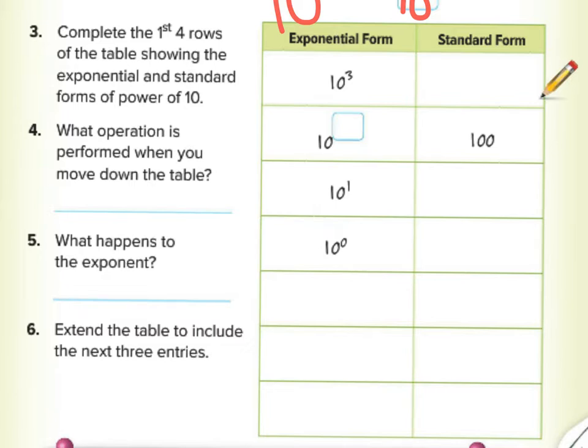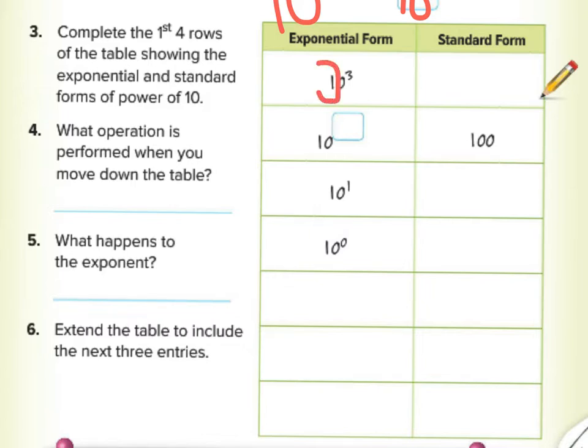Okay, so number 3 says, complete the first 4 rows of the table showing the exponential and standard forms of powers of 10. Then for number 4, what operation is performed when you move down the table? We'll address that in a minute. But we have exponential form, meaning you write it with an exponent, and standard form means you actually write the number. Now remember the trick that I taught you in class.